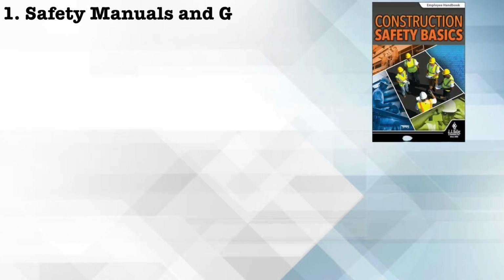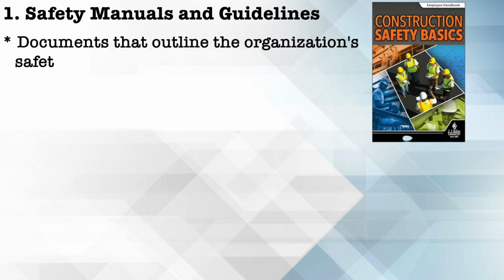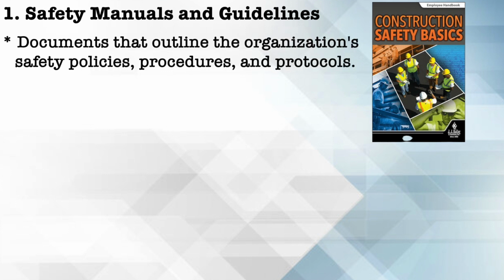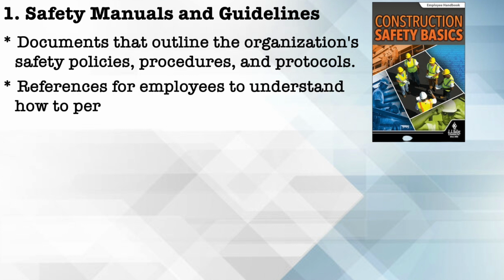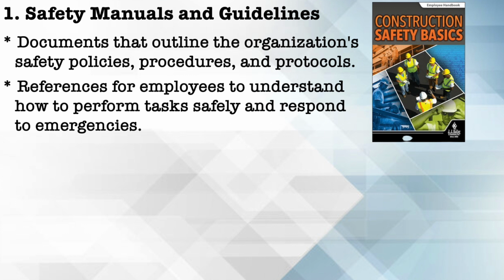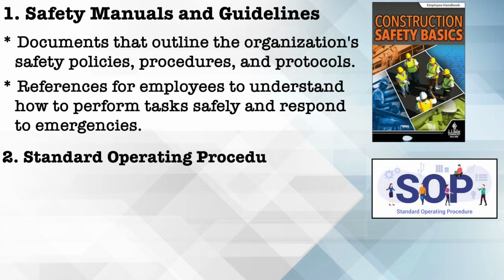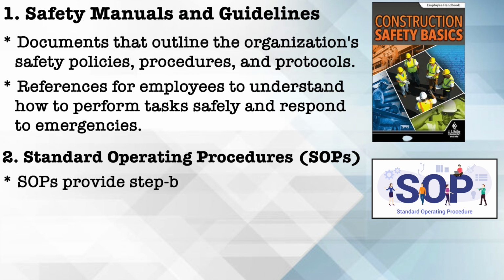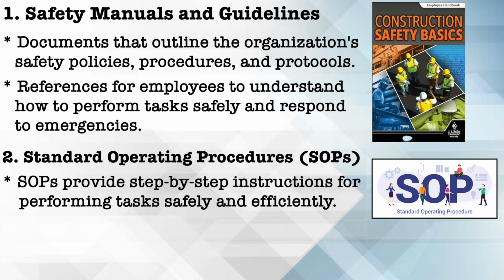First one is safety manuals and guidelines. Safety manuals and guidelines are comprehensive documents that outline the organization's safety policies, procedures and protocols. They serve as essential references for employees to understand how to perform any task safely and respond to emergencies. Next one is standard operating procedures. Standard operating procedures provide step by step instructions for performing any task safely and efficiently.